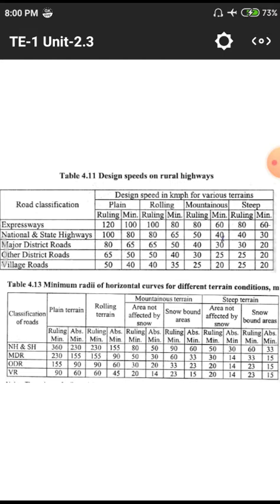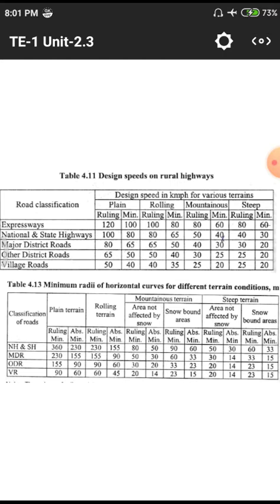Okay, we will go to Table 4.1.1. This table is related to design speeds for rural highways. Next, we have the minimum radius we have to maintain on those curves for national highways, major district roads, other district roads and village roads. In the primary category we have expressways and others. We already saw this table in the previous slide, but we did not observe these radii. Why? Because we have to compare what the speed is and what the radius is.